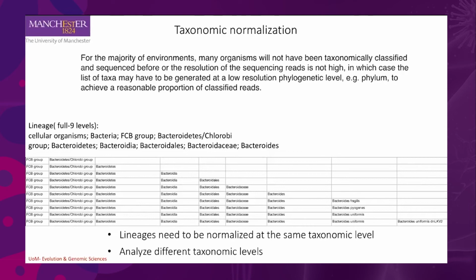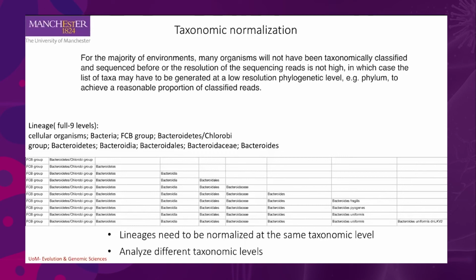So the data we start analyzing at the species level, which means that all the sequencing reads that have been classified below the species level are summed up to the species level. But we also use higher taxonomic levels. So basically we go usually up to the family level.